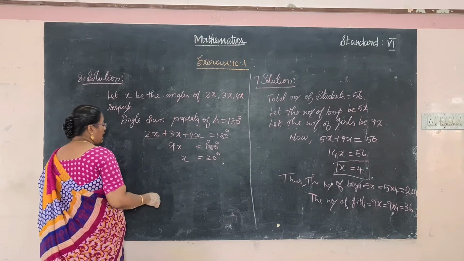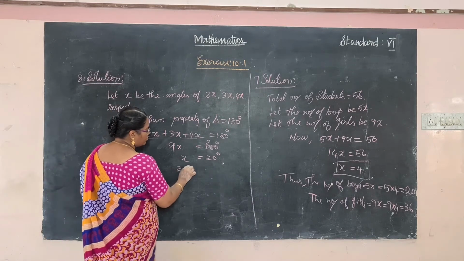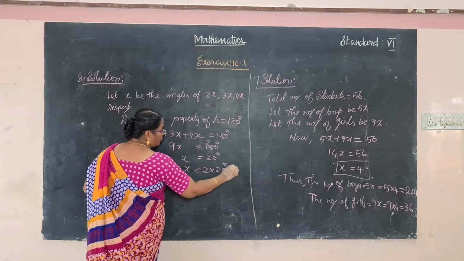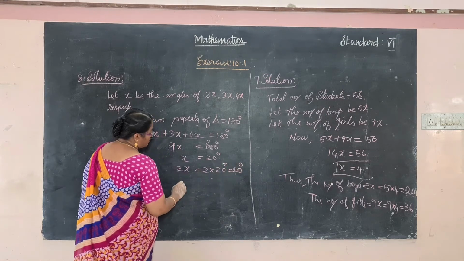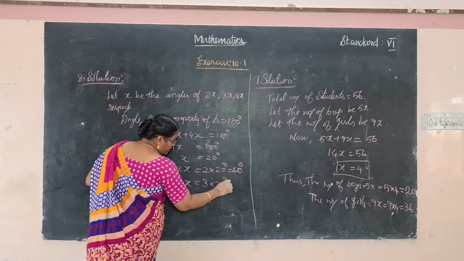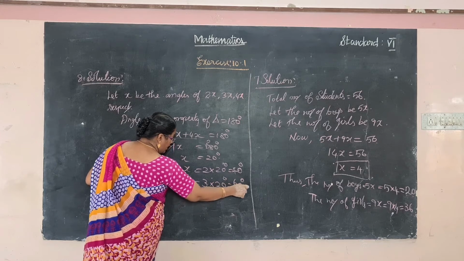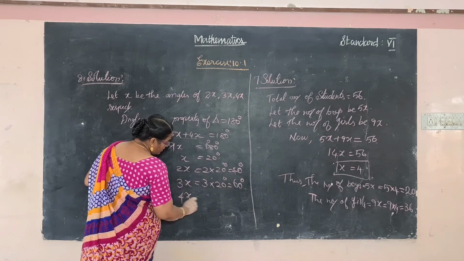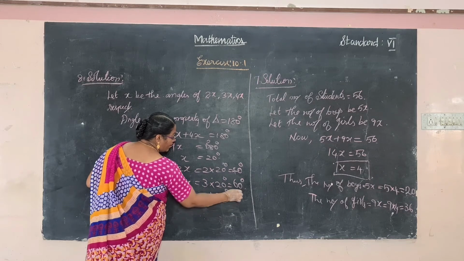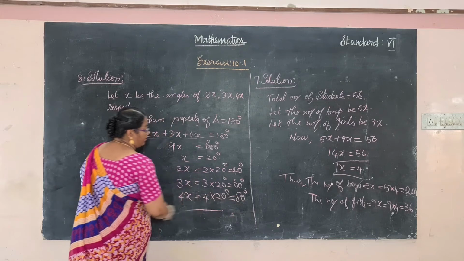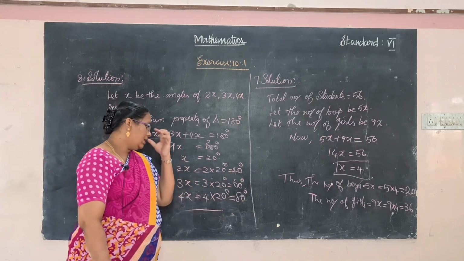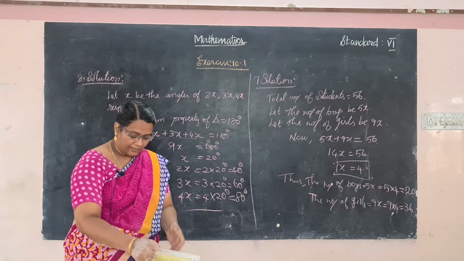Now substitute that into the angles. The first one, 2x, is equal to 2 into 20, so 40 degrees. The second angle is 3x, so 3 into 20 is equal to 60 degrees. And 4x is equal to 4 into 20, which is 80 degrees. So the angles are 40, 60 and 80 degrees.